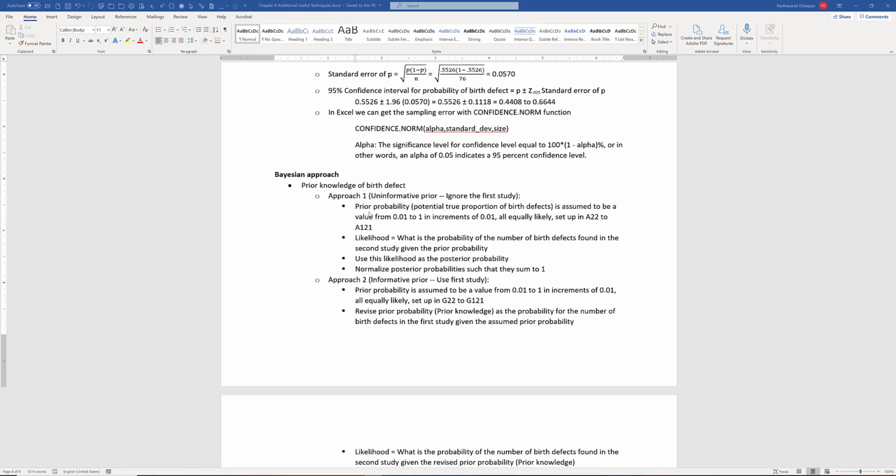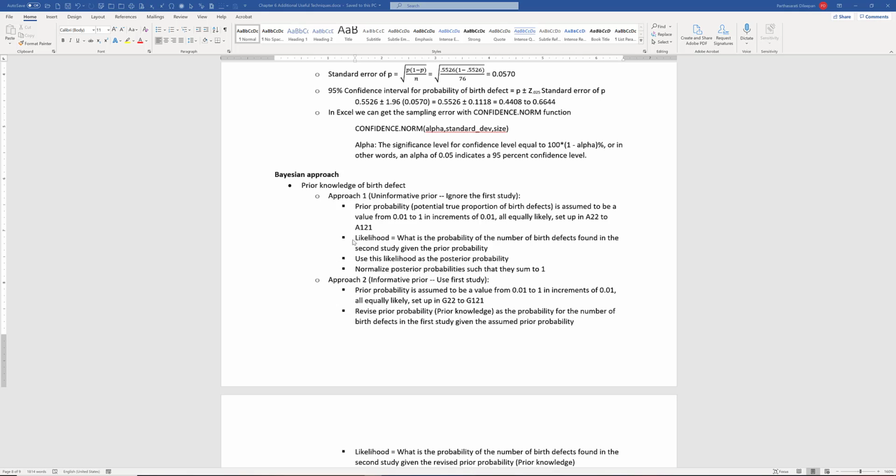So we now look at prior probabilities for Zika related birth defects, and we will look at several possible scenarios. We'll start with an assumed prior probability of just 1% likelihood of birth defect, all the way through 100% birth defect, in increments of 1%, 0.01. We'll set that up in one column. So there are going to be 100 possible alternative values. They are all equally likely.